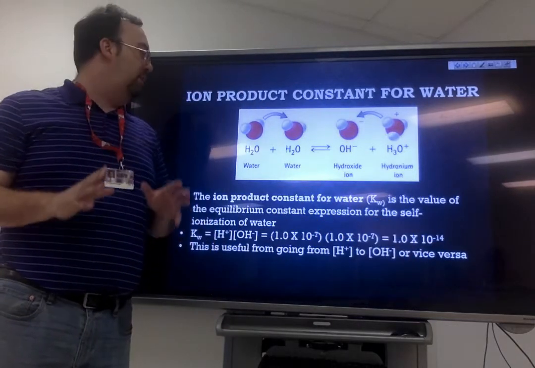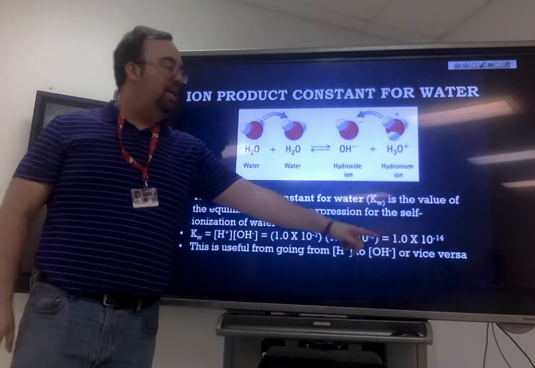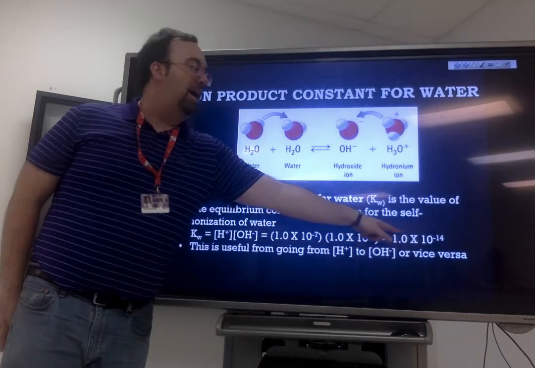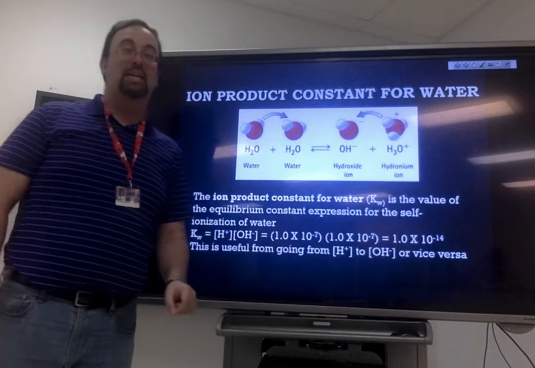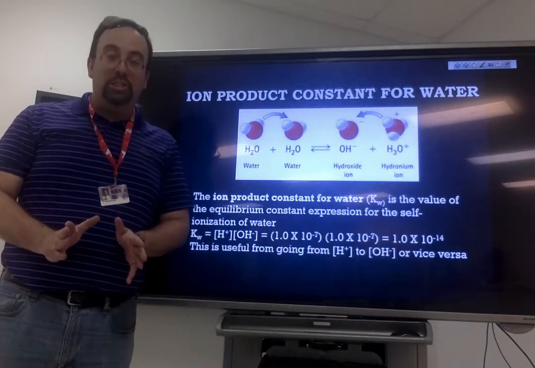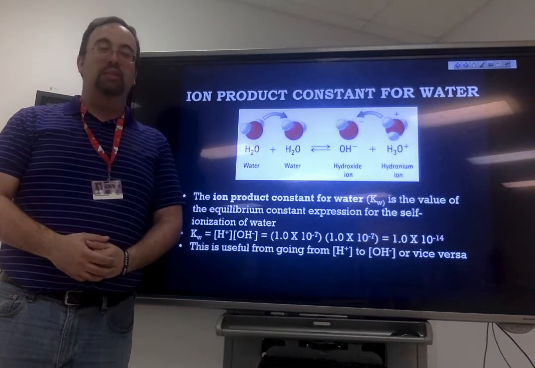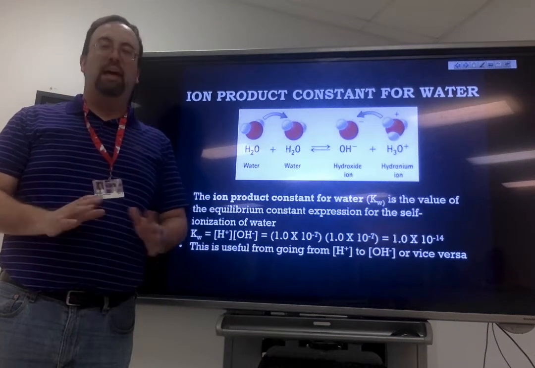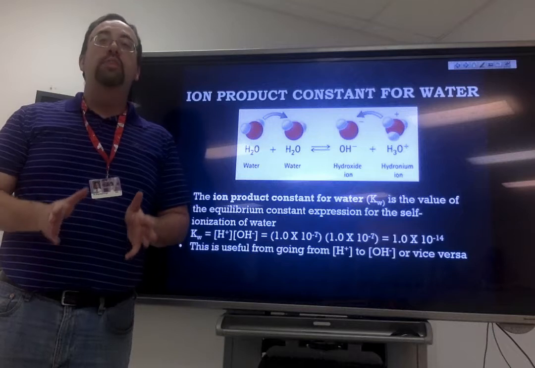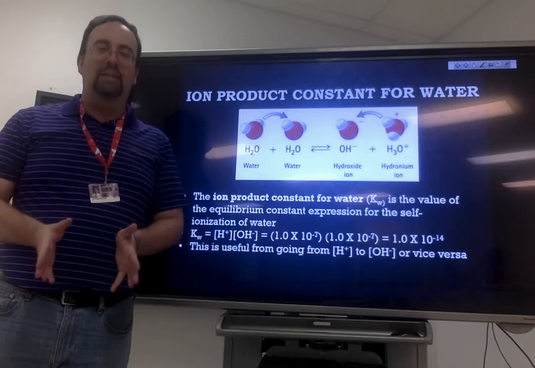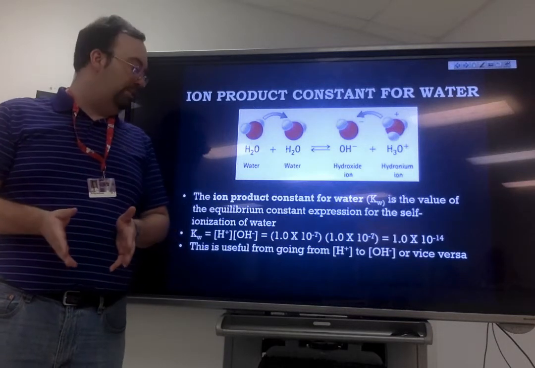So the ion product constant for water is 1.0 times 10 to the minus 14, and that's it. Notice that because this is a constant, this number will always be that. So you will not have to worry about that changing. Also, this number would be provided to you on the test, and therefore you would not have to memorize it.